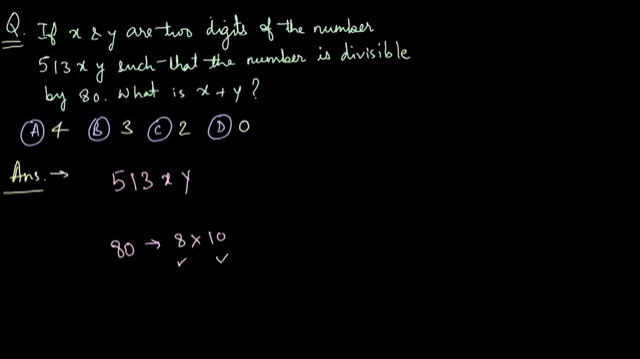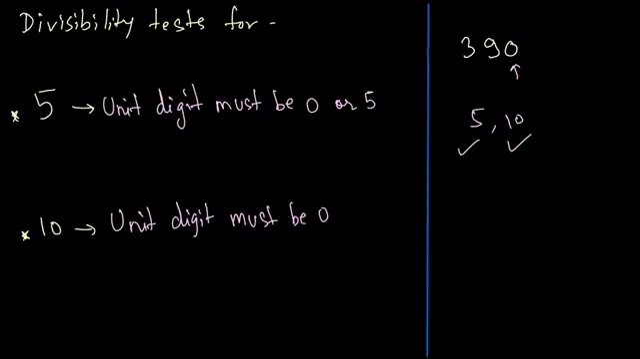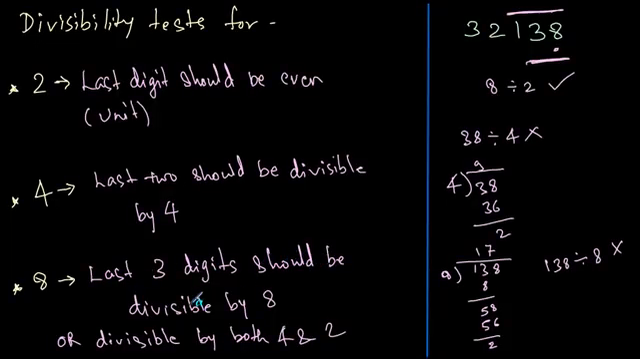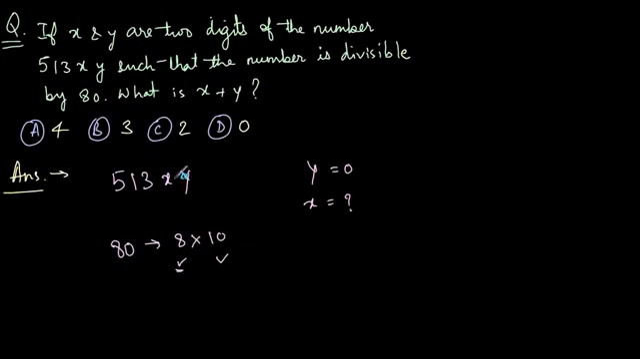So let's look at the divisibility test for 10. It is that the units digit must be 0. So from the condition, we can easily say that y should be equal to 0. Now what should be the value of x? So let's look at the divisibility condition for 8, which states that the last 3 digits should be divisible by 8. So the last 3 digits are 3, x and y, which is 0. So 3x0 is what we need to find x for, such that it is divisible by 8.